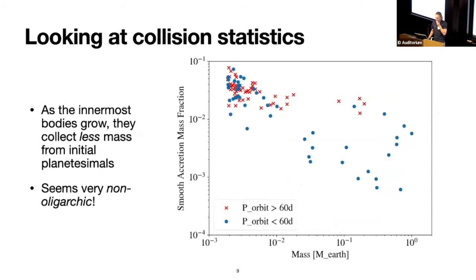A few other things we can do: you can go and look at some of the statistics of collisions. That's the really powerful result from running these direct N-body simulations. I'm measuring this thing I call the smooth accretion mass fraction, to borrow from galaxy evolution. This is, for a given body at the end of the simulation, what fraction of its mass was attained through collisions with the initial planetesimals. I split this into the inner and outer disk. You can see as bodies grow, this quantity scales differently depending on which growth regime we're in. So there's something different happening in the inner and outer disk here.